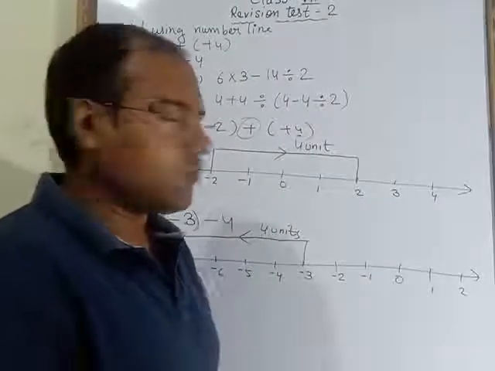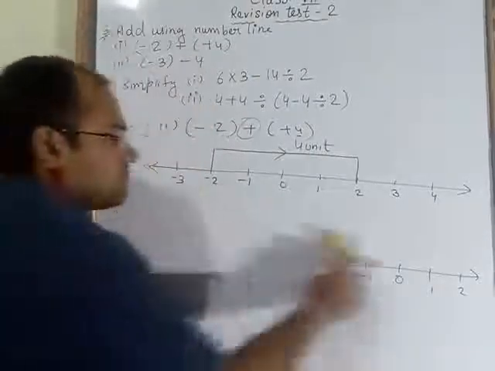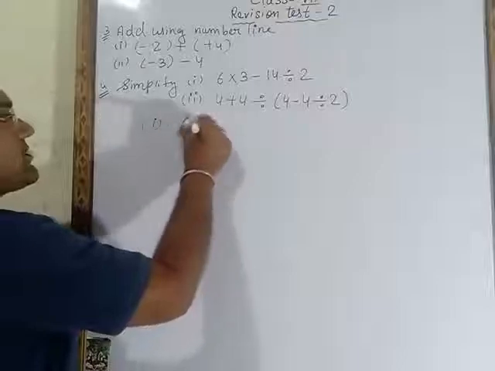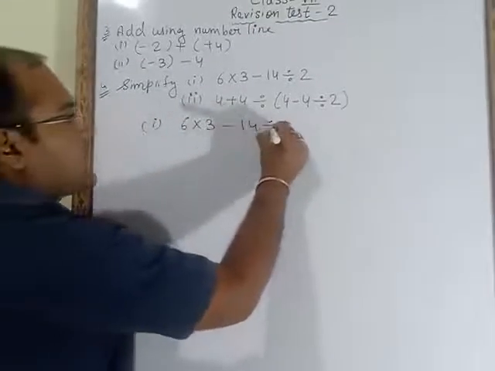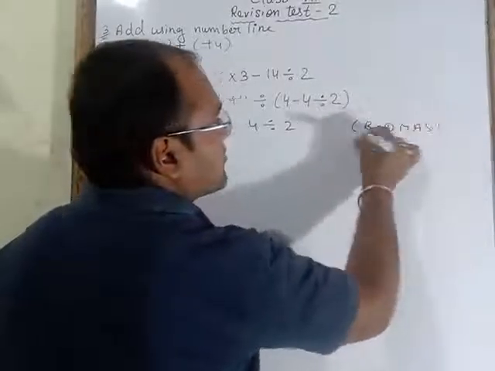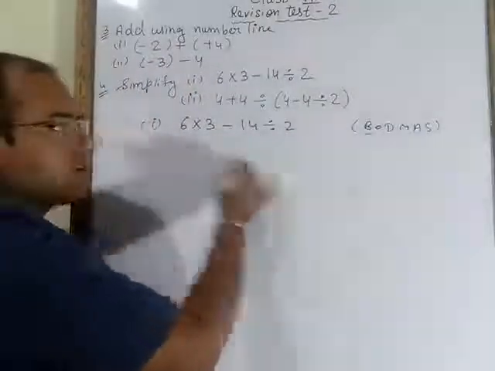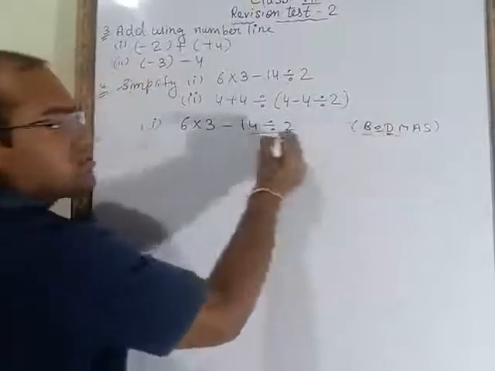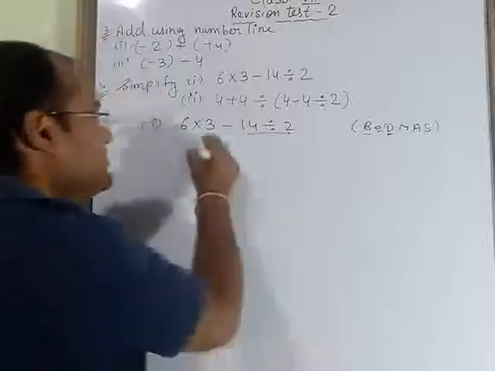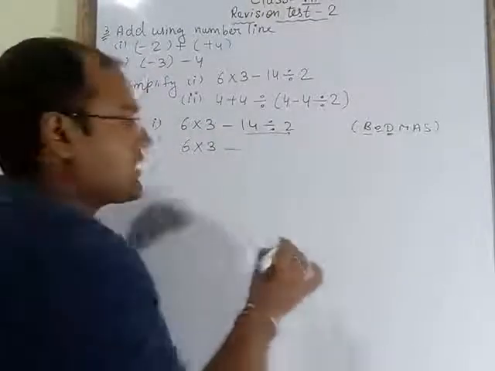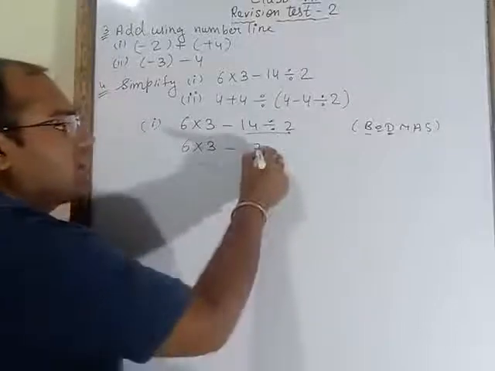Now come to question number 4. First part: 6 multiply 3 minus 14 divide 2. Here in this question you have to use BODMAS. Bracket is not there in this question. Of is also not coming. Divide is there, so first of all you have to divide it. So 6 into 3 you have to write as it is, minus 14 divided by 2. Answer will be 7.